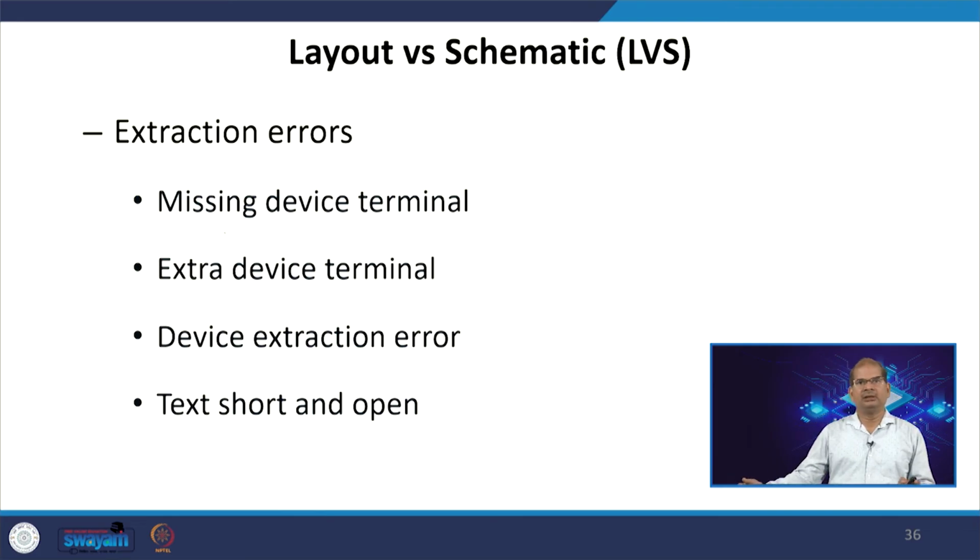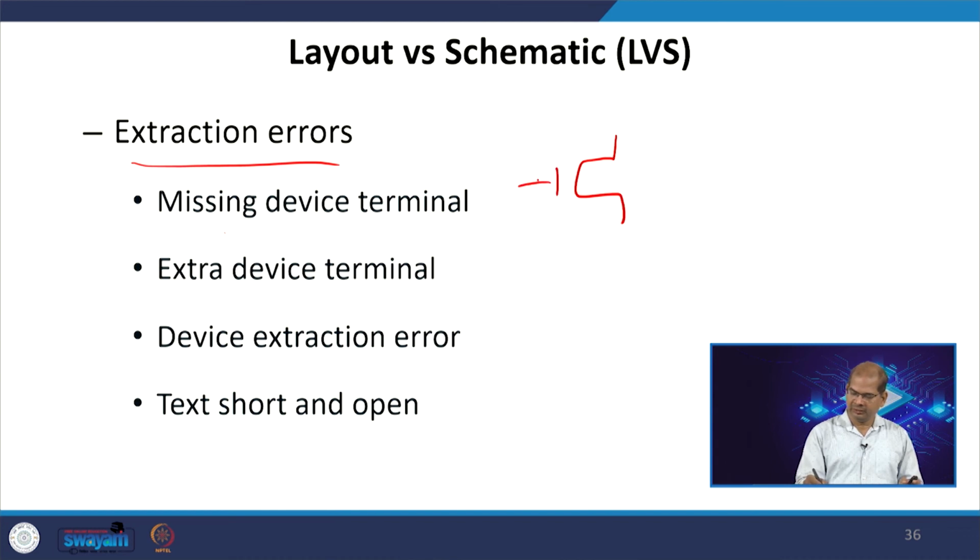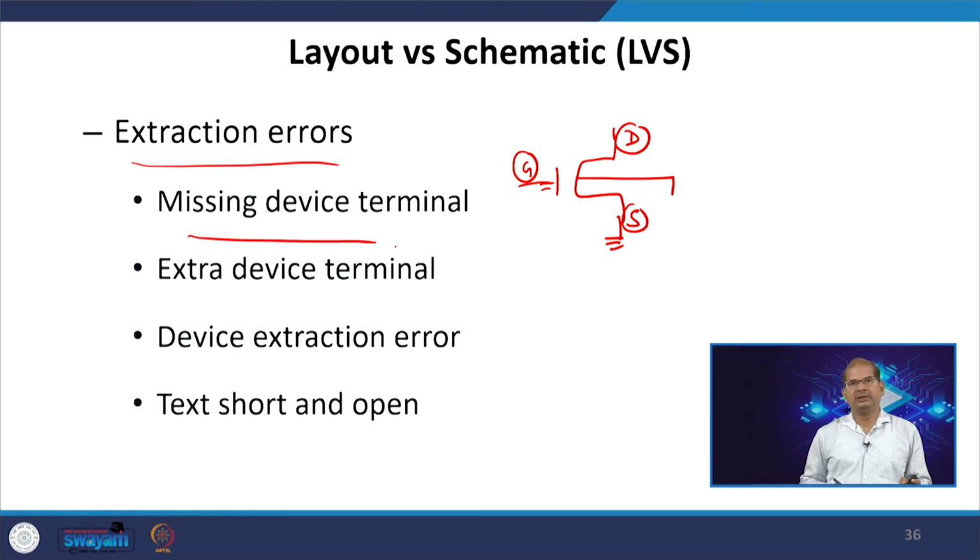Let us say you have some extraction error, for example, a missing device terminal. In case you have a transistor, this is an NMOS transistor, this is the gate, this is the source, this is the drain, and then we have the body, which should be grounded. If the body is not connected to ground here, then it will show a missing device terminal error. So, it should be grounded. If it is showing that, then you need to connect it.